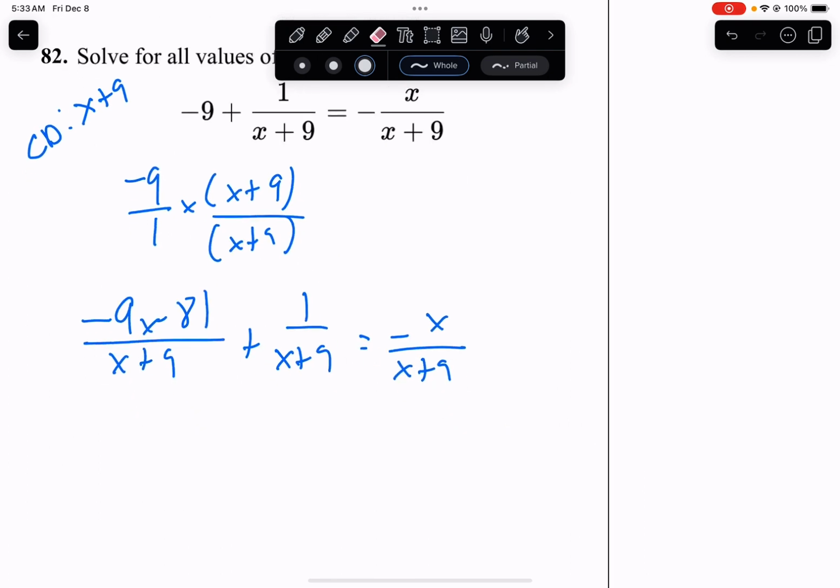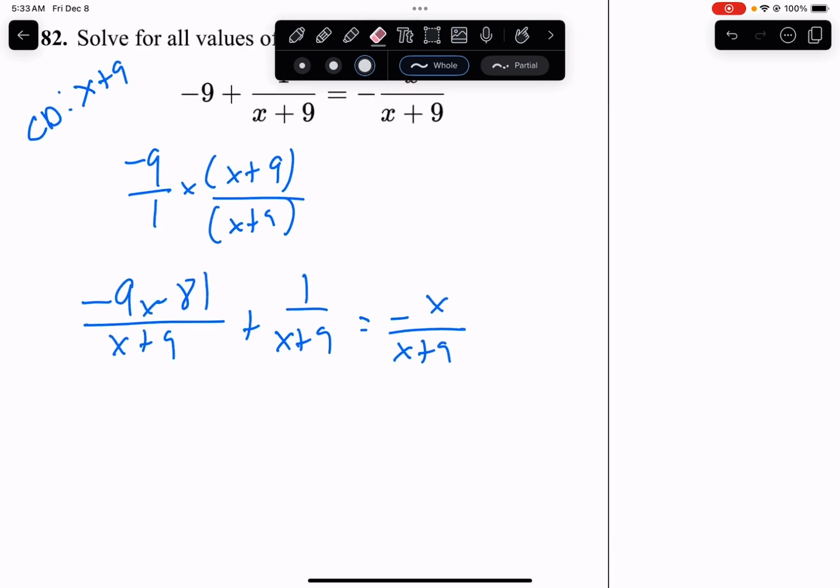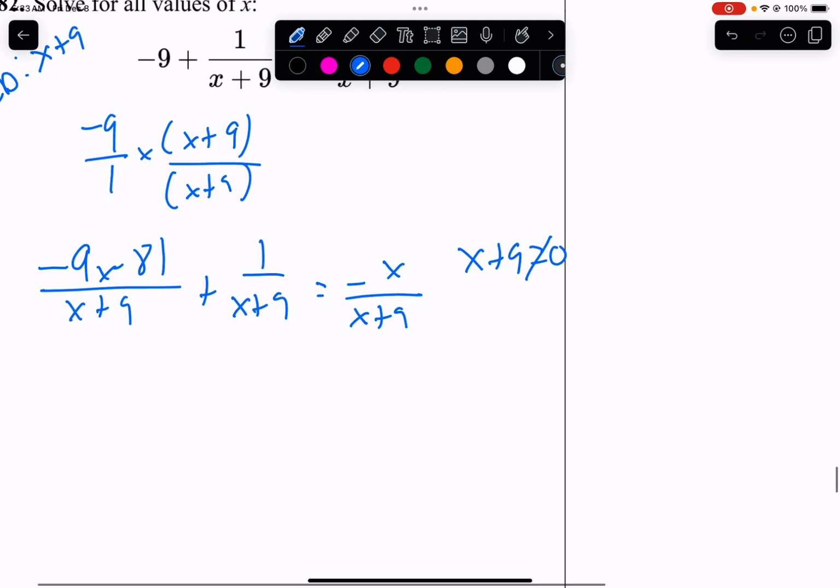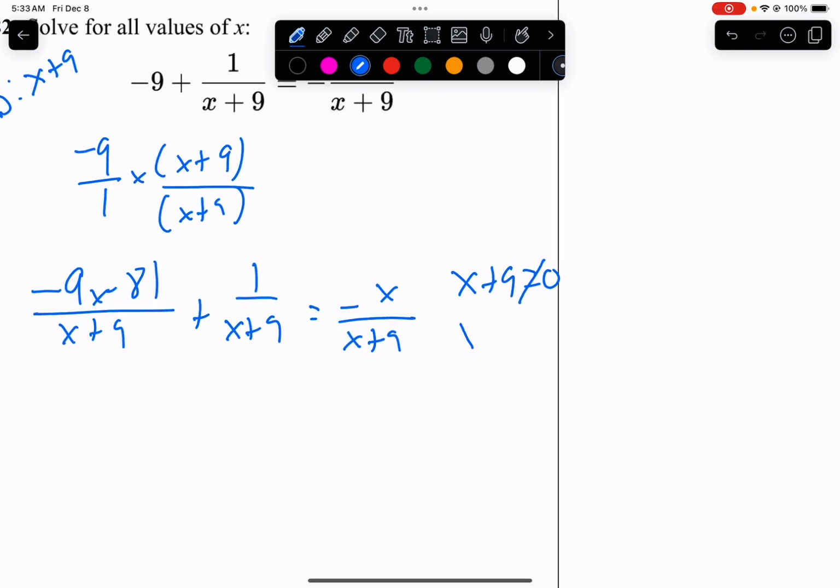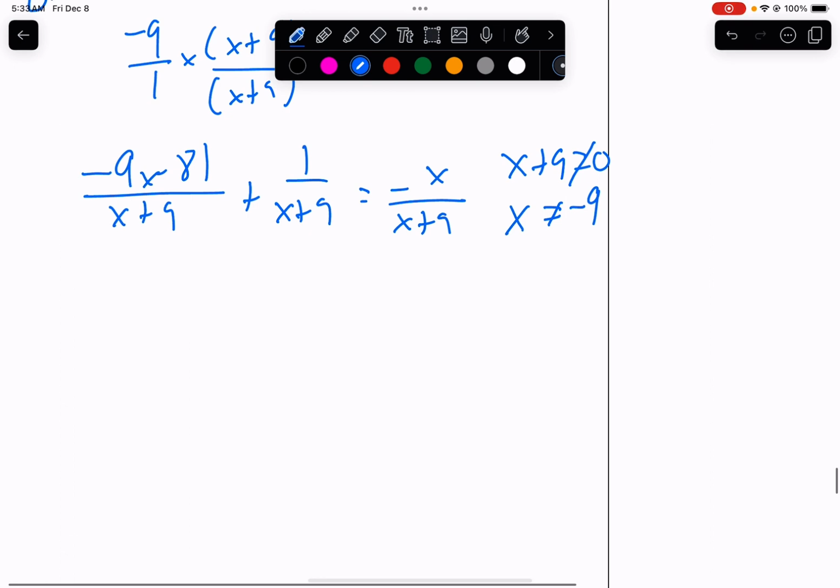So at this point, we've got our common denominator across the board. That's where we set it equal to 0 and say it can't equal 0. And we get that x cannot be negative 9. All right. So now we can drop out our common denominator.